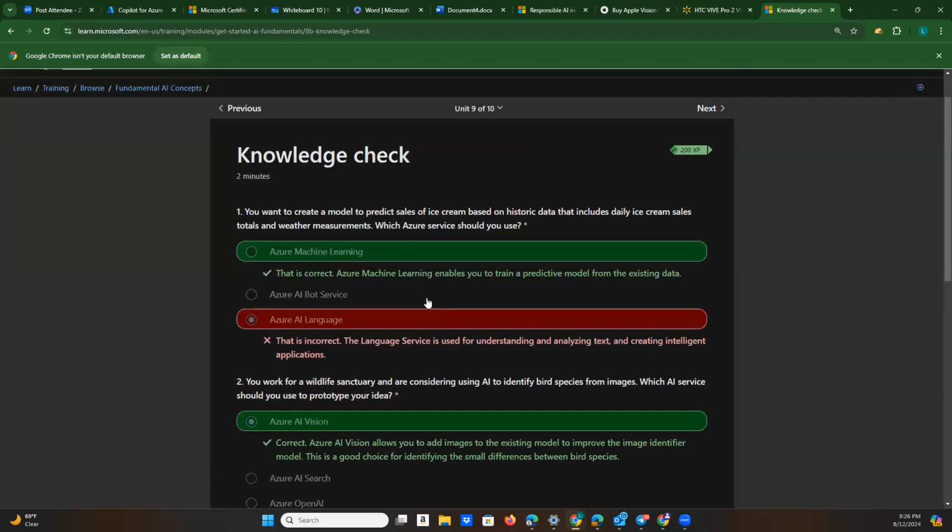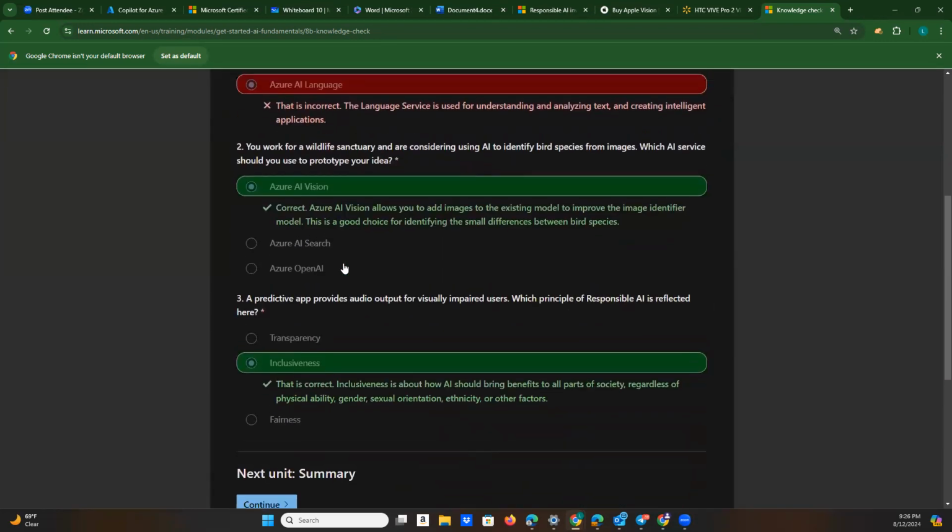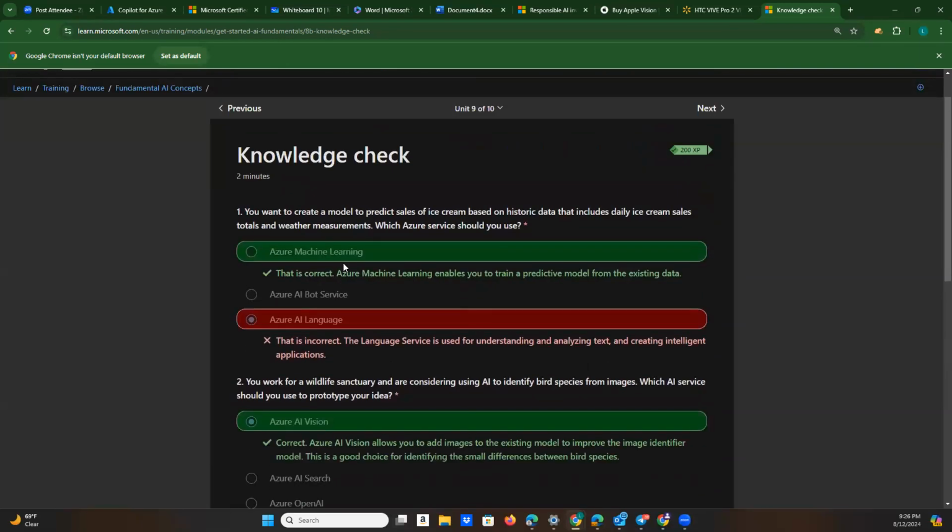Machine learning was definitely that. You want to create a model to predict sales of ice cream. Yeah. Machine learning. Right.